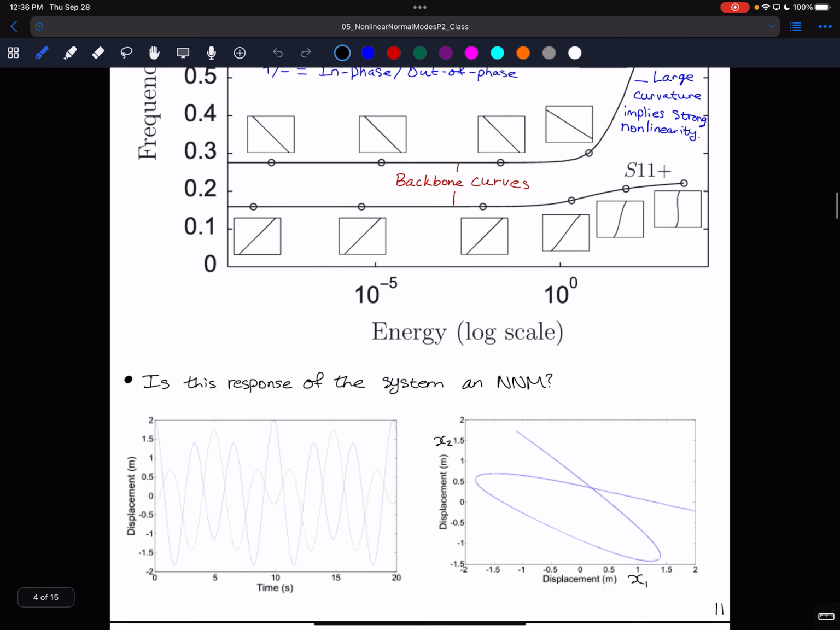So then the question is, the response shown here, is this response a nonlinear normal mode? Just take a moment and think about that, and whether you think that's a nonlinear normal mode response or not.